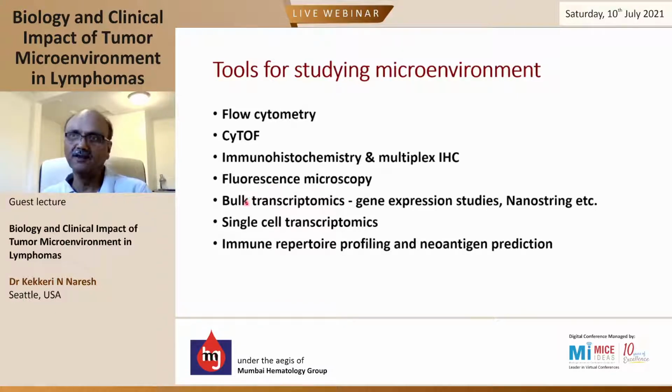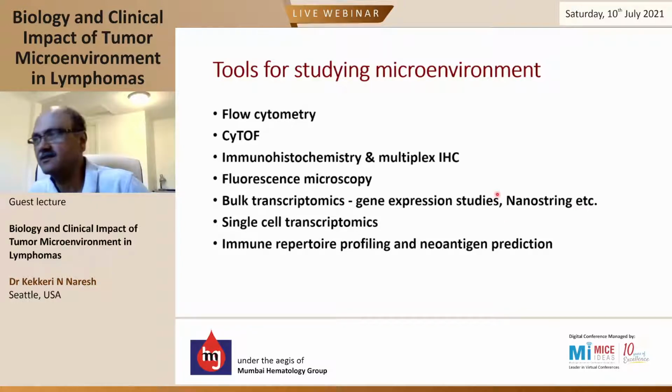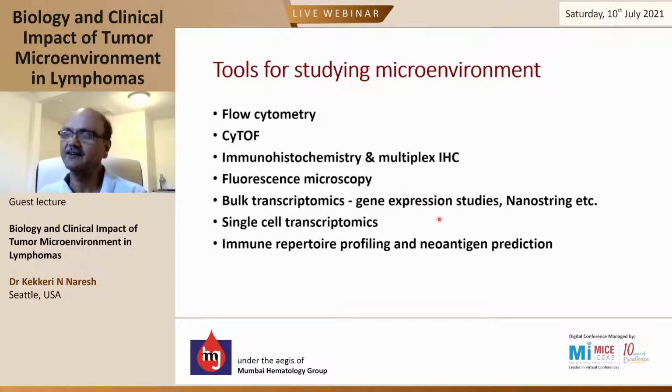So we are moving into bulk transcriptomics. As I showed you, several studies looked at gene expression using microarray analysis. But this requires a lab which is heavily invested in gene expression, and there are very few such labs, and it is not practical to do it on a clinical case. But NanoString allows us to do it on a single case. But again, this kind of transcriptomic analysis does not allow in situ analysis.